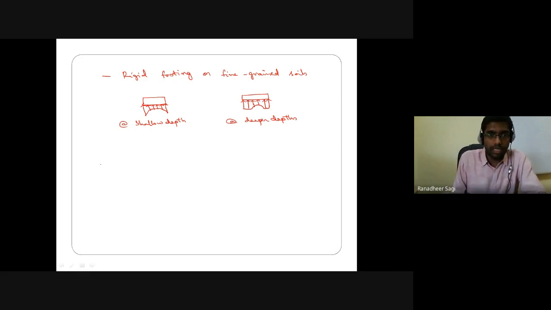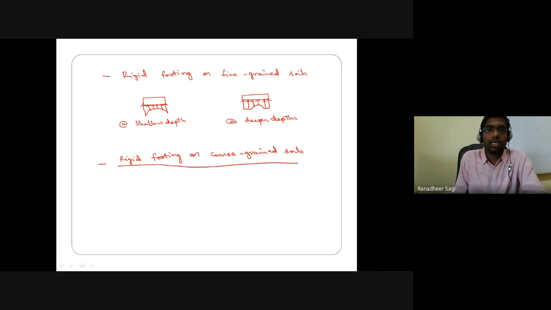Okay, and next the case is rigid footing on coarse grained soils. So the next case we are looking at is your rigid footing resting on coarse grained soils. So let me draw my rigid footing.